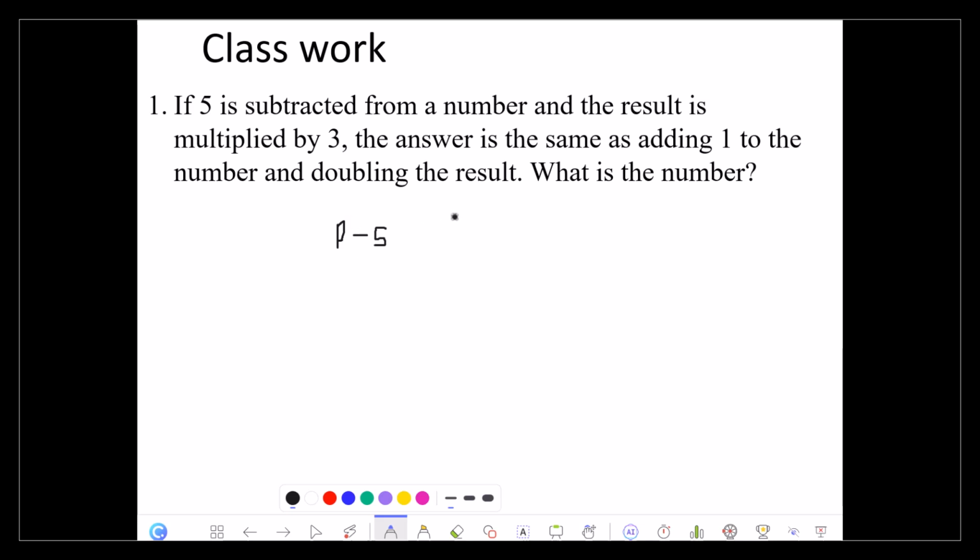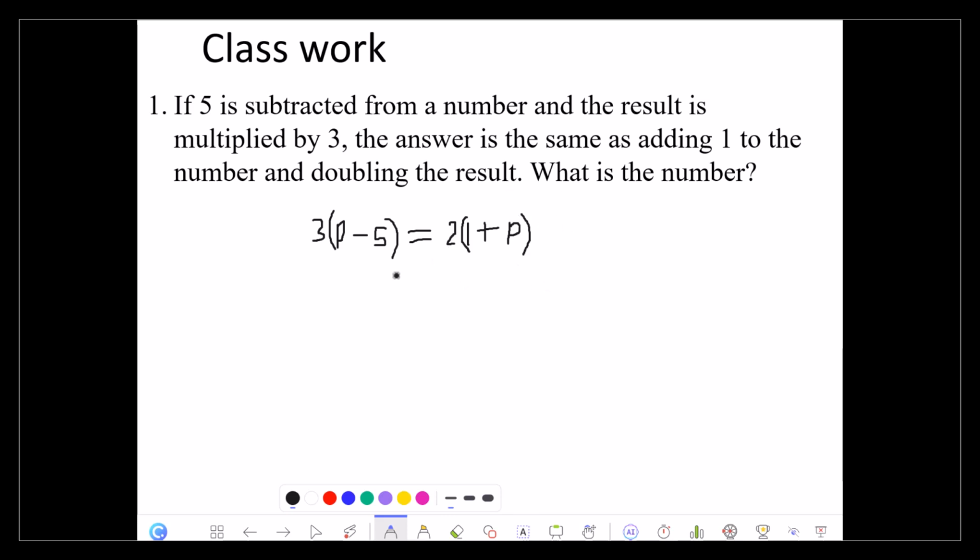So take 5 out of p, and the result is multiplied by 3. So the normal thing, you put your 3 outside the bracket, close the bracket. Now say the answer is the same as, that means it's equals to, the answer is the same as adding 1. So you add 1 plus what? Adding 1 to the number. So since I'm using p as the number, it's the same as adding 1 to the number. So I've done it. Now say and doubling the result. Doubling the result means you should open bracket, put 2 outside, then close the bracket.